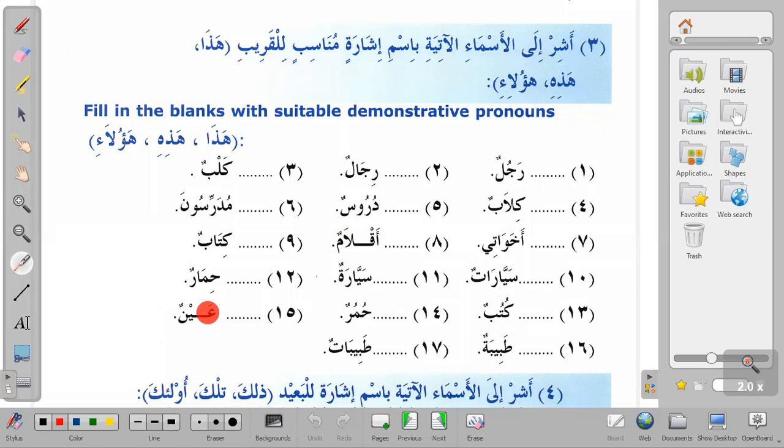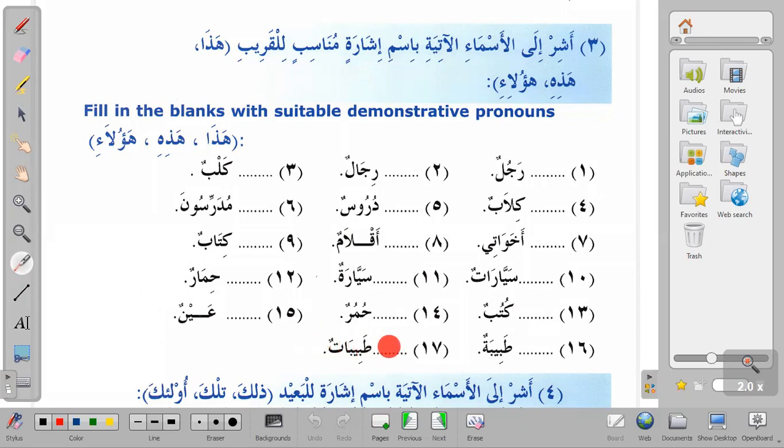Those body parts which are in pairs, they are feminine. Okay. But ainun could mean a lot of things, but here we are just taking it to be the one from the body. The eye of the body. So we use hazihi ainun, right? Hazihi ainun. Now here we have tabibatun, a female doctor. Say hazihi tabibatun, right? Then tabibatun.